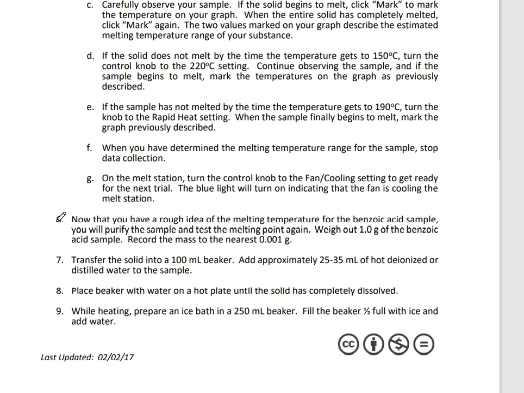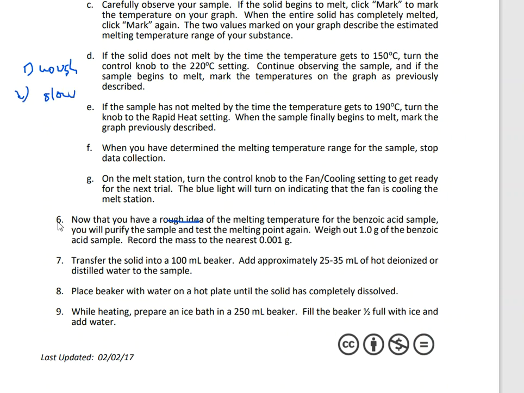And that's what step number 6 is going to say. Now that you have a rough idea of the melting point, you're going to go back and do it once again, this time a little bit slower, in order to report a proper melting point. So first time is going to be the rough, and the second time you slow it down, both on the crude product side, in order to report a melting temperature.